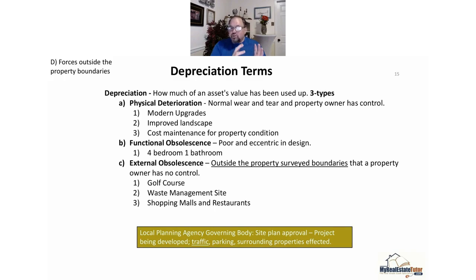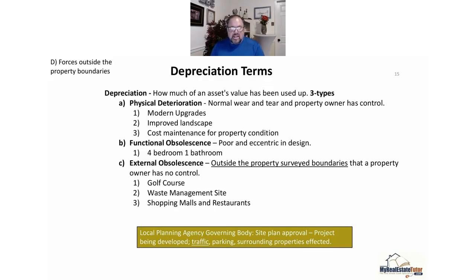So that term functional, hence the word function, obsolescence or obsolete, very eccentric in design. So the cure to that would be a cost input or a contribution input to make it functional, right? That would be a curable effect on depreciation by adding a bathroom, now making it a 4-bedroom, 2 bath. Okay. And so answer C fits, external, outside the property. You don't have any control over that, right? Somebody builds a golf course, you're going to get value added. Somebody puts a waste management dump site next to a shopping mall or restaurant. You don't have any control over that, but it will determine value.